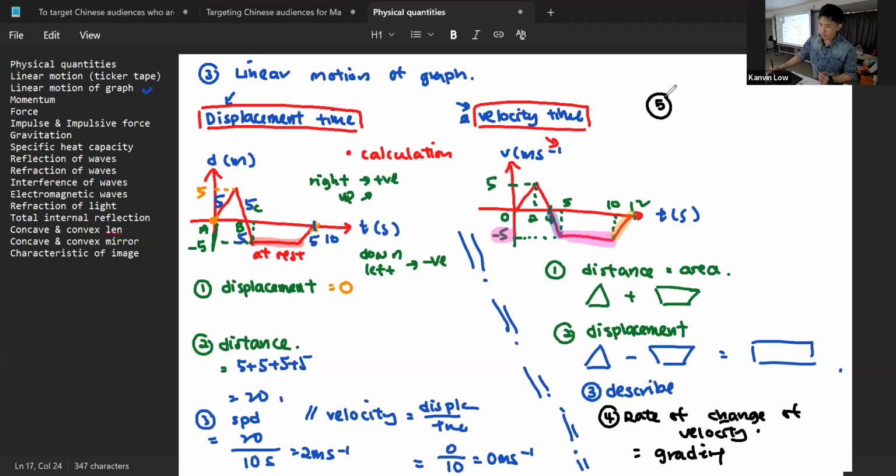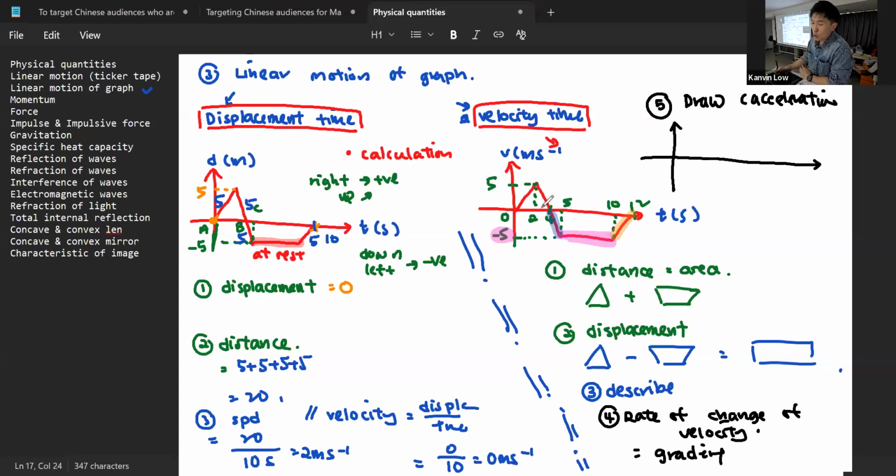Last one that students always neglect. Other than doing calculations and describe, what else will they ask? Yes, draw. Do you know how to draw the graph? If I ask you to draw from a velocity time graph, they will ask you to draw the acceleration graph. It's something that is a horizontal line.